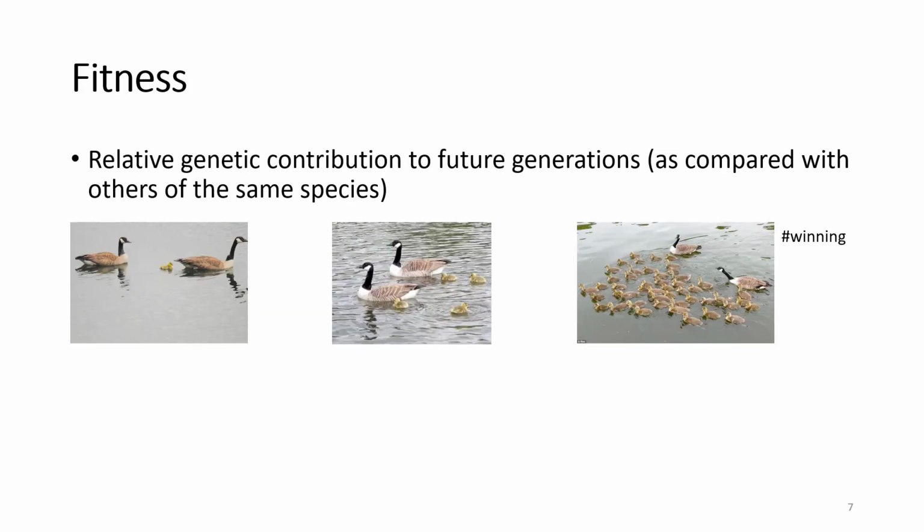Why is it more common? Well, that has to do with fitness. Fitness is a relative genetic contribution to future generations. So you see here 3 examples of geese. In one example of the geese, they have but a single gosling, and they have low fitness because they are not adapted well to the environment. On the other side, you see a whole bunch of goslings because they have very high fitness. They are very adapted to the environment, and thus the alleles those 2 parents have are going to be passed on at a higher frequency.